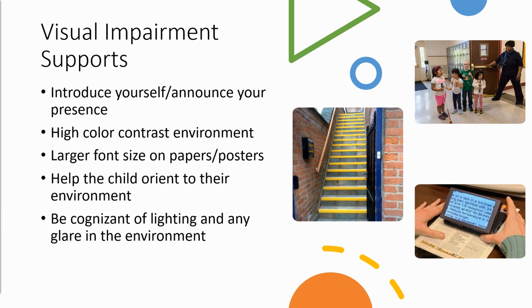Having larger font size on papers and posters, helping the child orient to their environment, so describing the environment for them so they can feel more familiar with it and can be more independent in that environment, and also being cognizant of lighting and any glare in the environment that may affect how they're perceiving it visually. And then we will talk about some assistive devices that may be used later, but in the bottom right picture, we have a sort of magnifying device that helps with reading that a child or other person with a visual impairment may have to help them read.